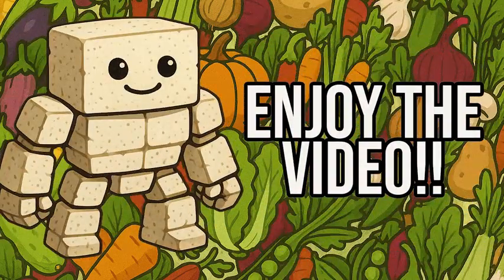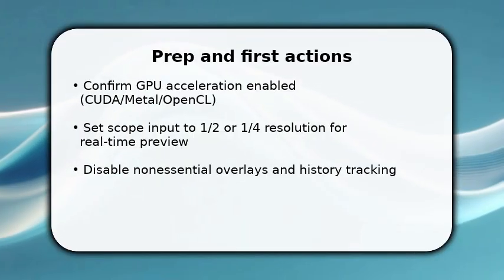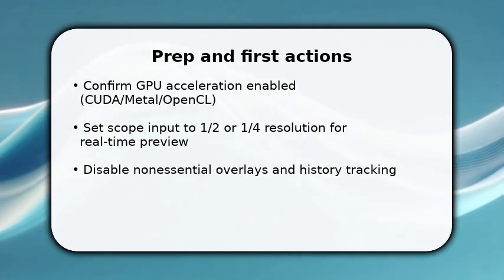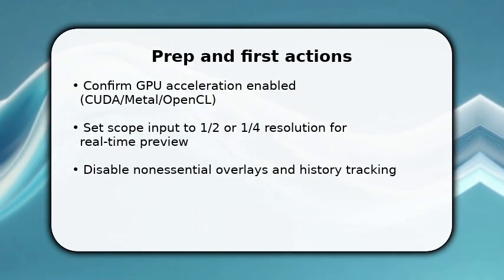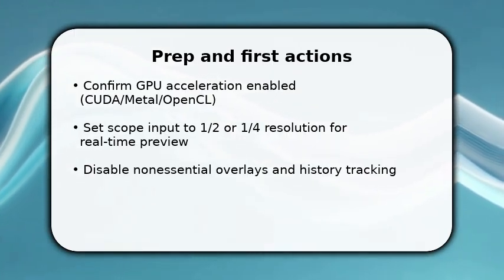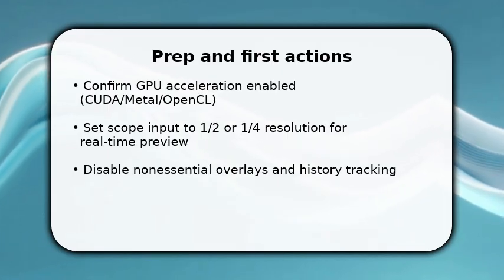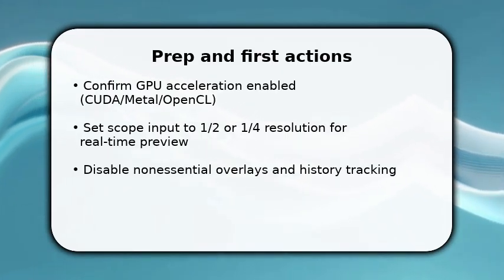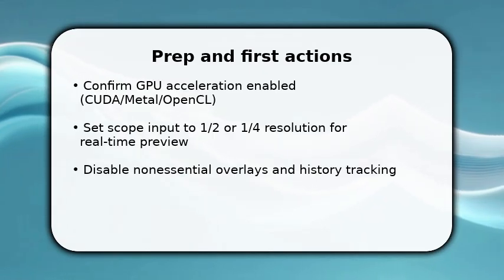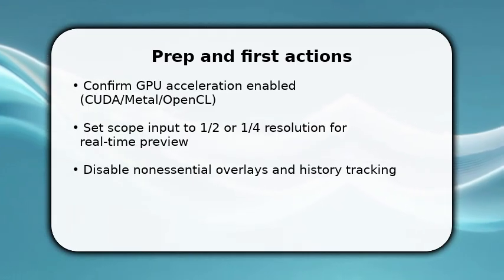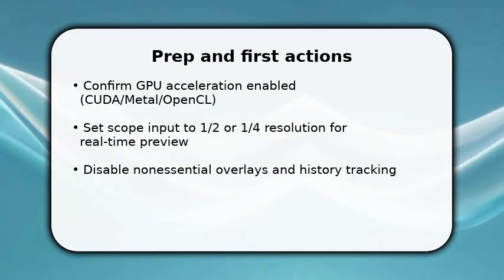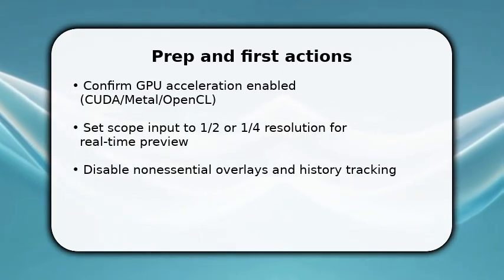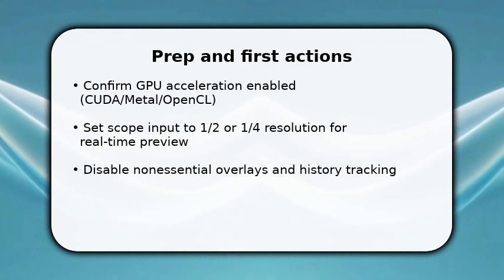Please enjoy the video. You start by forcing the heavy lifting onto the GPU. Enable CUDA, Metal, or OpenCL in Preferences so the scope uses parallel cores. Once done, drop the scope input to 1/2 or 1/4 resolution to cut per frame compute by 50–75%. While you do that, turn off overlays and history buffering that continually reprocess frames. They add latency. These first steps trade tiny precision for large speed gains, and they let you iterate without waiting on each frame to finish.